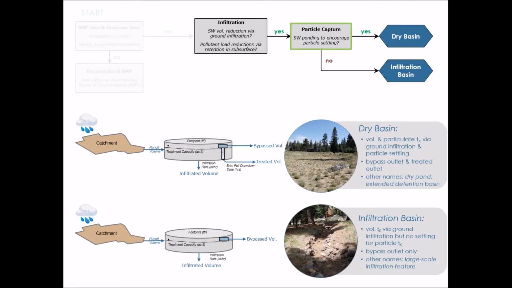Two schematics here illustrate the functionality and difference of these two centralized BMPs. Both accept runoff volume and reduce it by way of infiltration to the ground. Both have a designed treatment capacity and a bypass outlet if that capacity is overrun. The dry basin has an engineered orifice that controls the outflow rate of water prior to exiting through the outlet, allowing water to temporarily pond and particles to settle. Infiltration basins do not have this engineered outflow.